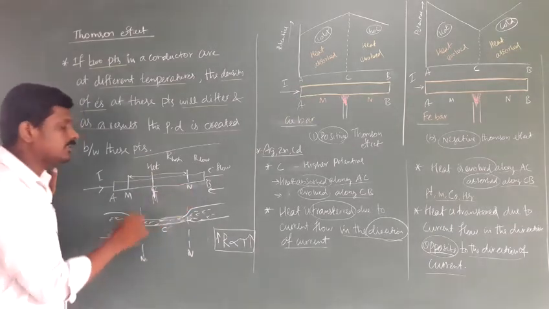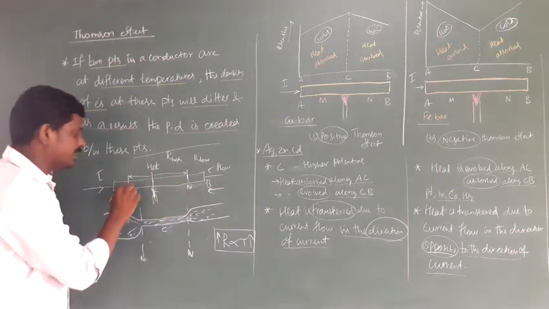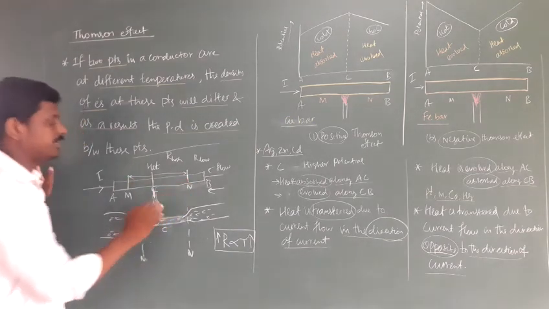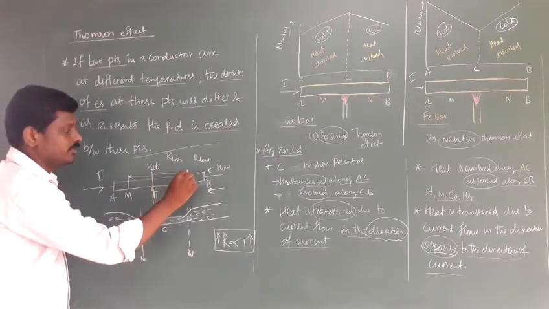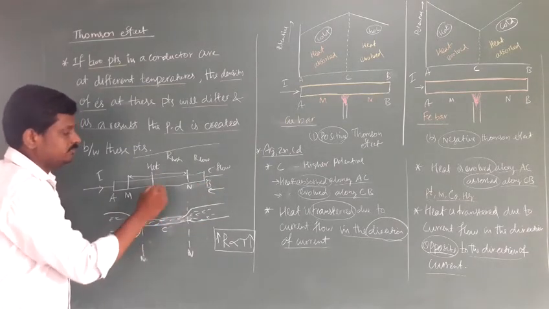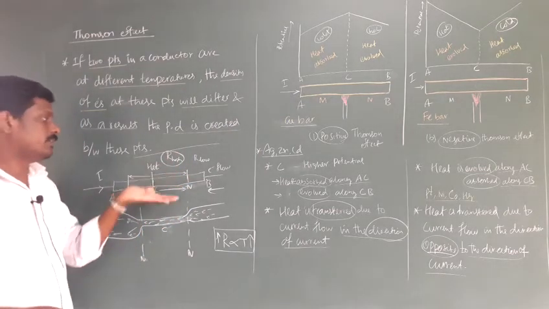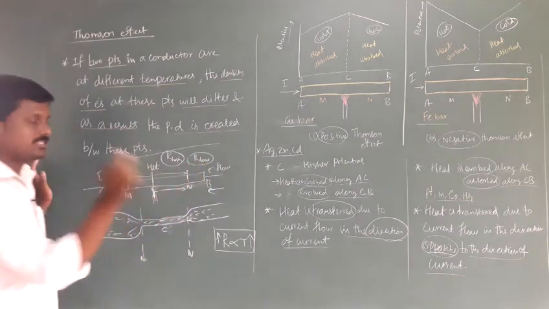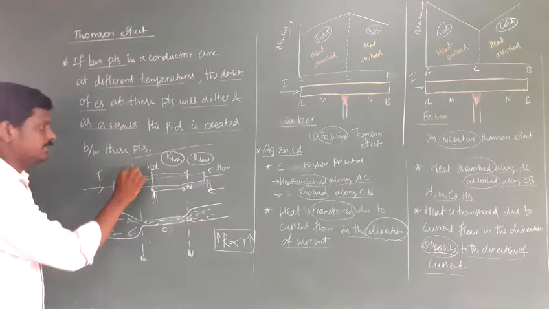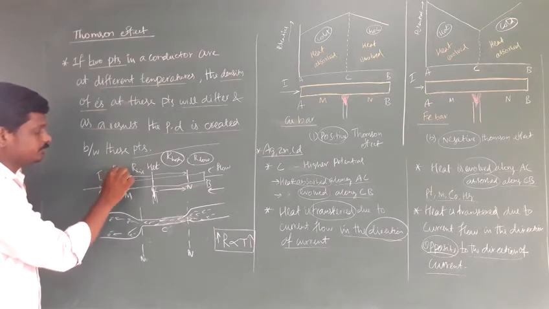M and N are the midpoints of AC and CB. Up to M and N heat is transferred, and the temperature somewhat reduces. From C to N the resistance value is high, because here the temperature is hot. After N to B, the resistance is low. In a similar manner, from C to M the resistance is high, then from M to A the resistance is low.